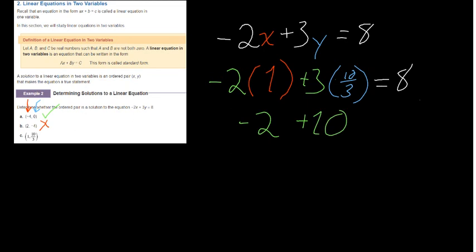Okay, well, negative 2 plus 10 is indeed 8. Right? So this is true. So 2 of these 3 numbers are a solution to this particular equation. Right? And that's how you do that.